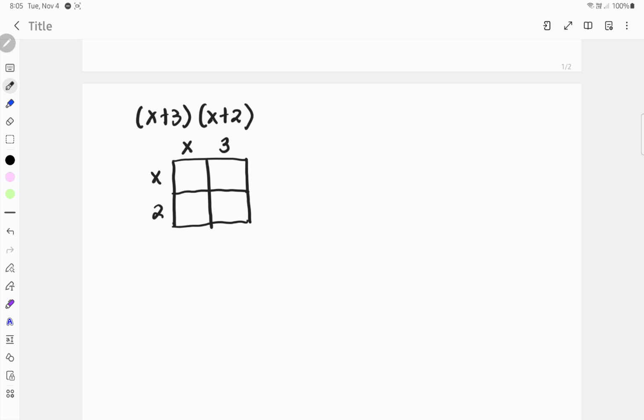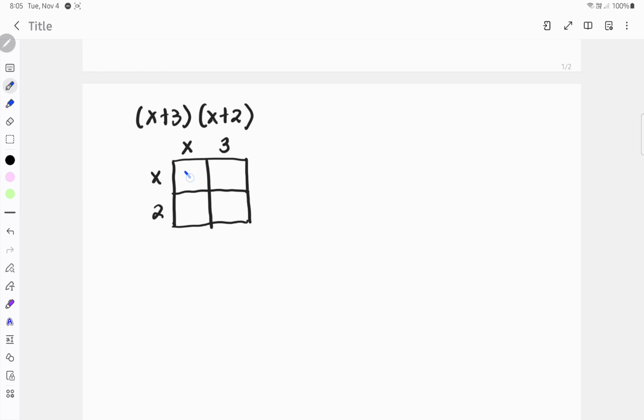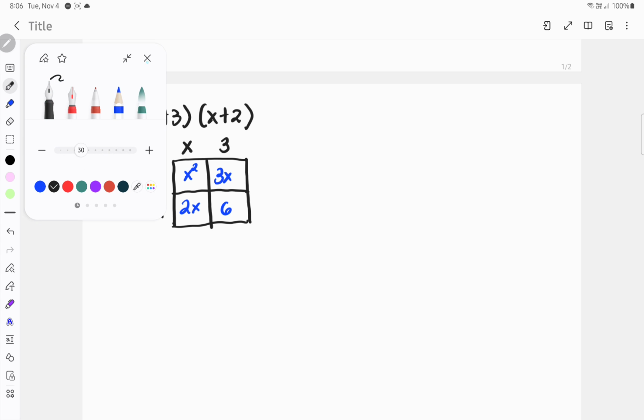If you know your laws of exponents, it's much easier. So x times x would be x squared. Now, x times 3 would be 3x. Now going here, 2 times x would be 2x. And then the last one, for the box method, 2 times 3, that would be 6. So we call this the box method.